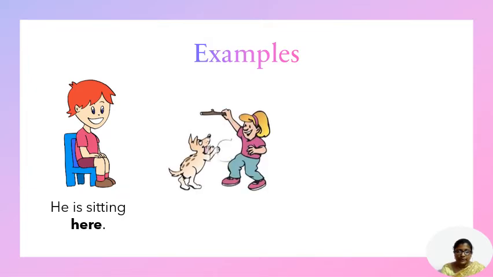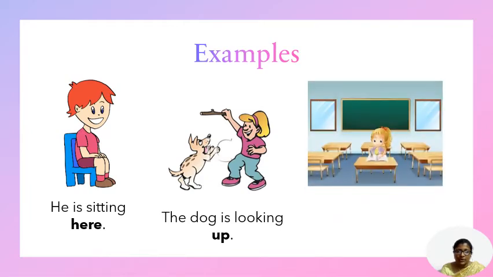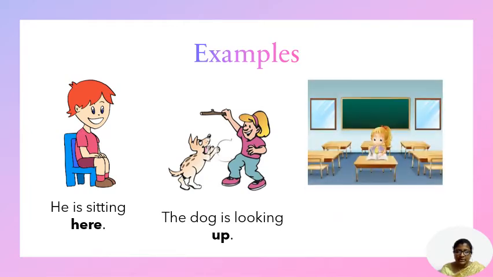In this picture, where does the dog look? Yes, the dog is looking up. So, where does the dog look? Up. Up is the adverb. In this picture, where is she sitting? Yes, she is sitting inside the class. So, inside is the adverb because it explains where she is. Right?